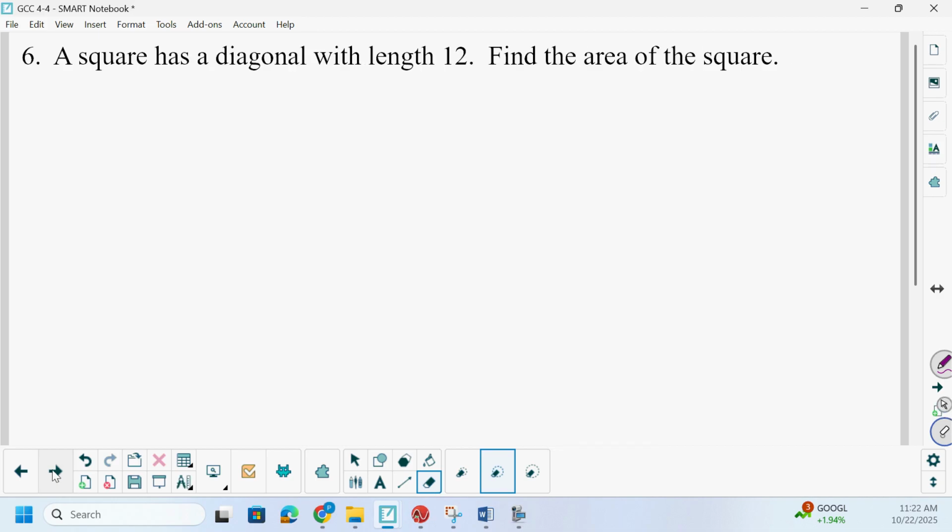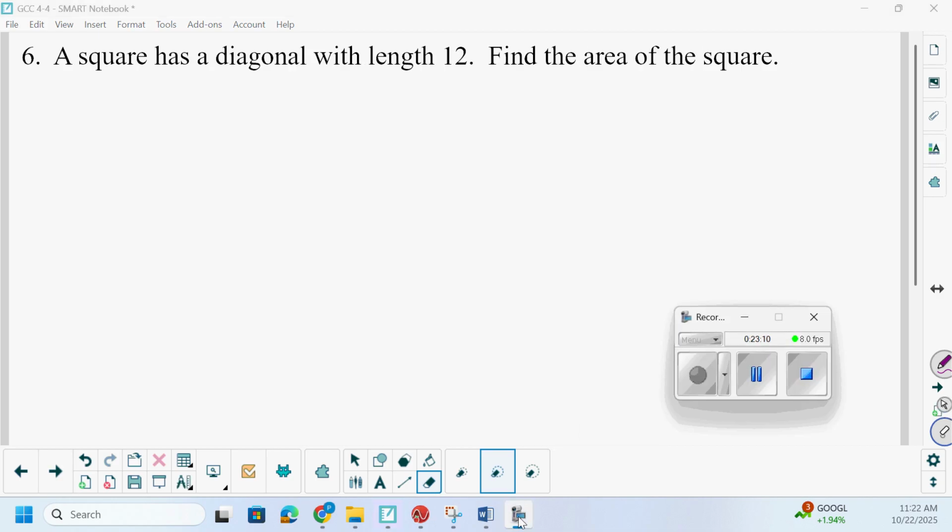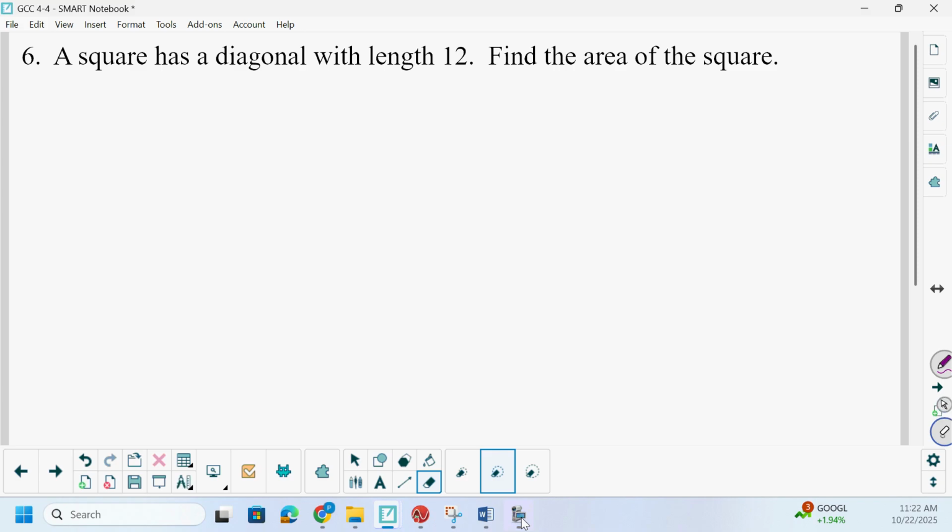Going down to the next one, number 6, we've got another area problem. We've got a square with a diagonal of length 12. So we'll give you 15 seconds. See if you can draw a square with diagonal length 12 and label as much as you can in the picture.